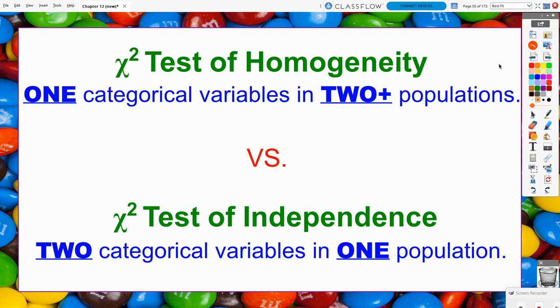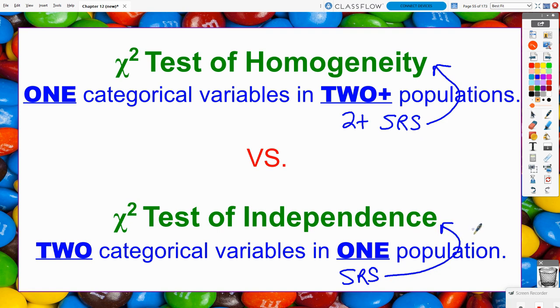So again, the one big difference between a test of homogeneity and a test of independence is how many categorical variables we are looking at versus how many populations we are considering. It really boils down to how many random samples were taken. If there were two or more SRSs or random samples taken, this is going to be a test of homogeneity problem. If the problem says that they only took a single random sample, then this is going to be a test of independence problem.